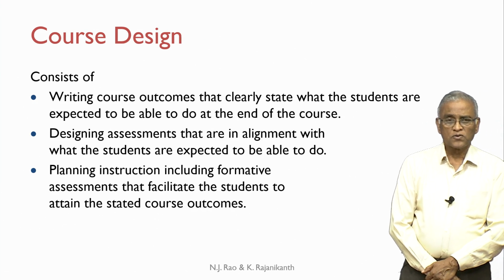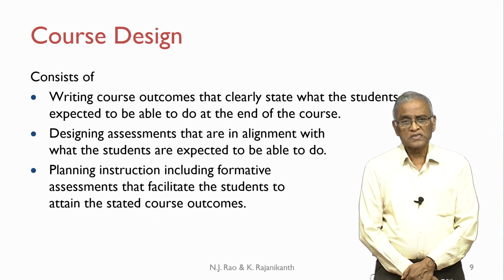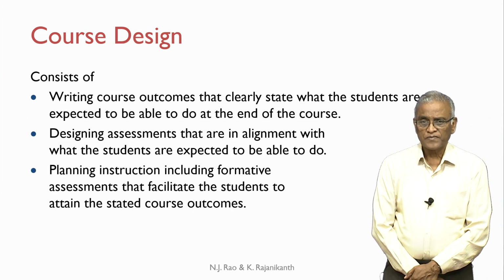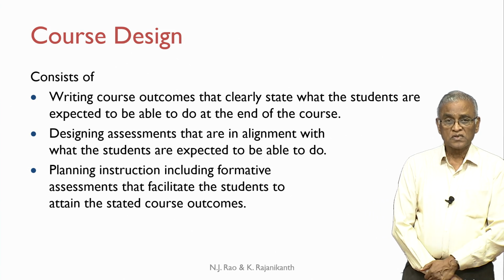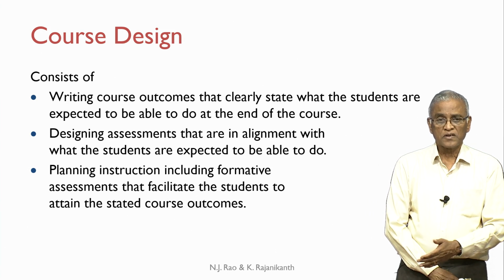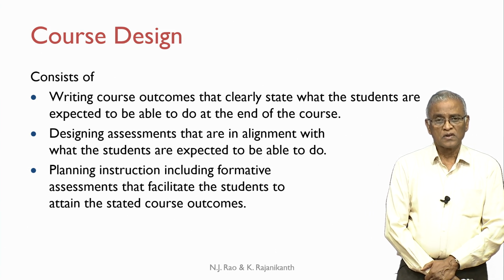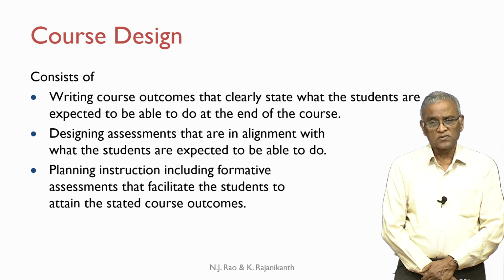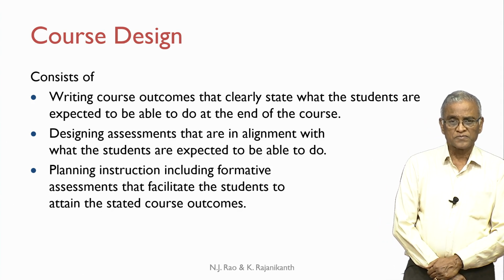And now we come to the course design. What does it consist of? Course design consists of writing course outcomes that clearly state what the students are expected to be able to do at the end of the course. This is something we have spent a lot of time on in module 1, how to write course outcomes, how to compute the attainment of these outcomes, and so on.